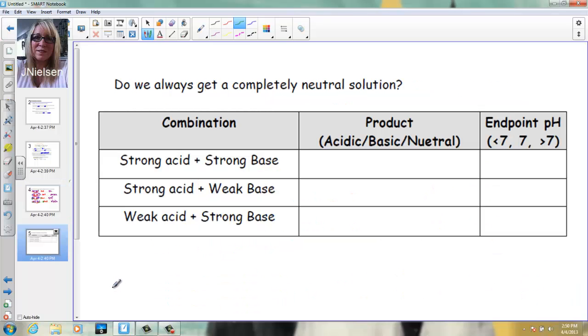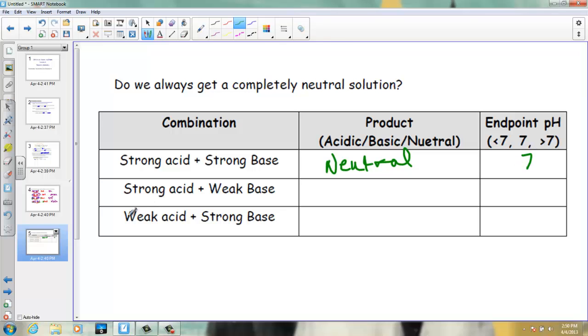Okay, let's just review. We don't always get a neutral solution. If I have a strong acid and a strong base, my product will be neutral with a pH of 7. However, if I have a strong acid and a weak base, I will have a slightly acidic solution when I am done, because I have a strong acid and not a strong base, and my pH will be less than 7. If I have a weak acid and a strong base, that means my ending solution will be slightly basic, and my pH will be greater than 7. Okay, that's it. We have one lesson left in this unit.